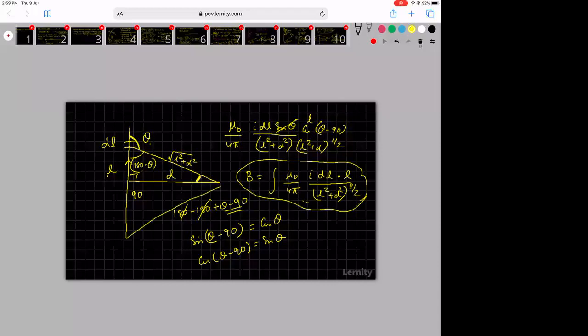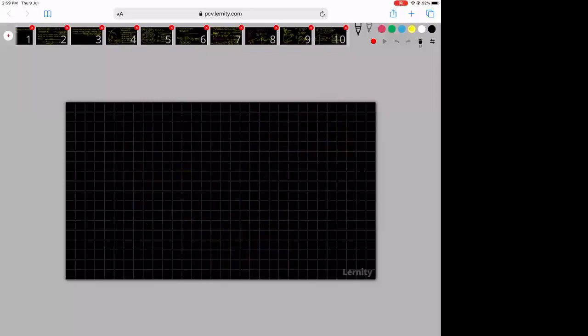We don't need all these things. We just need to understand that if there is a wire and if there is a point here, and this angle here is theta 1 and this angle here is theta 2, then B is equal to mu naught I by 4 pi D, if this distance is D, times sine theta 1 plus sine theta 2.